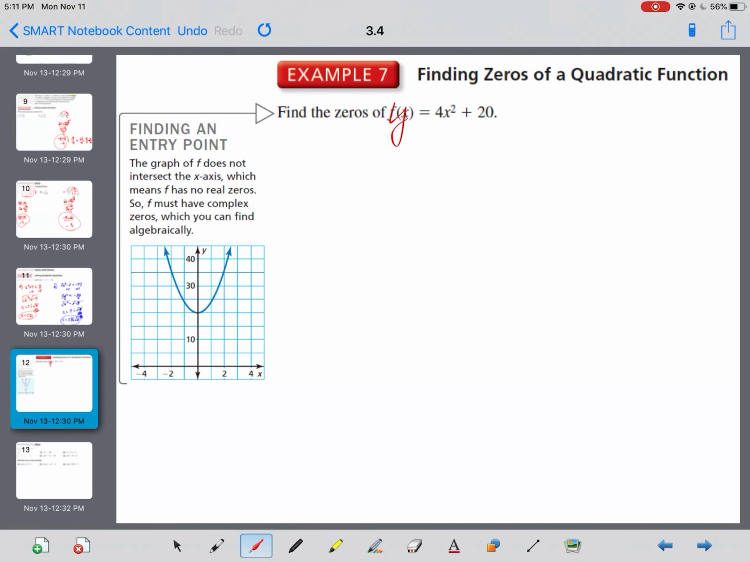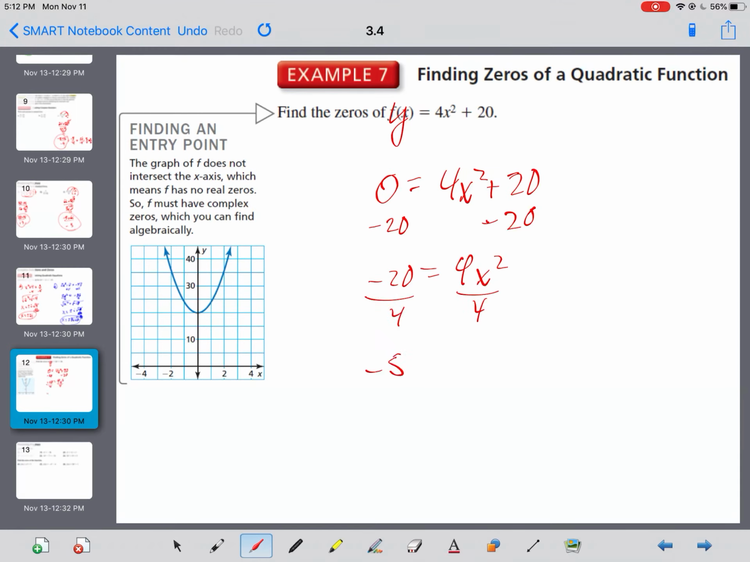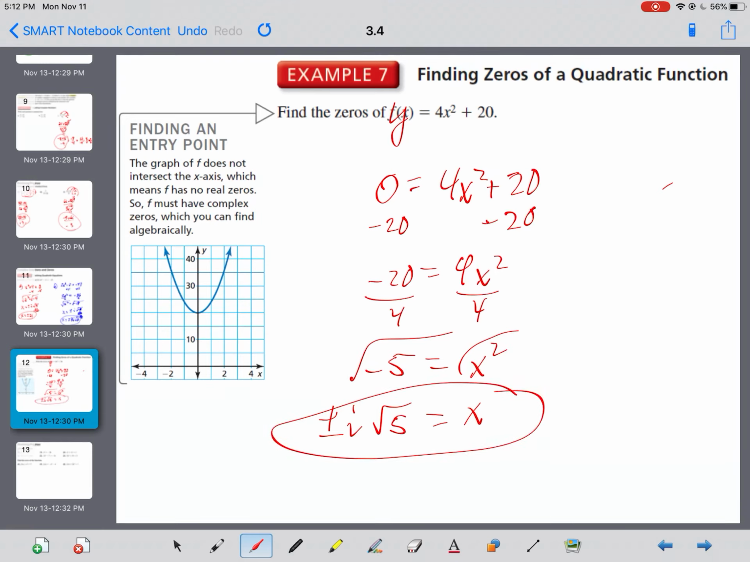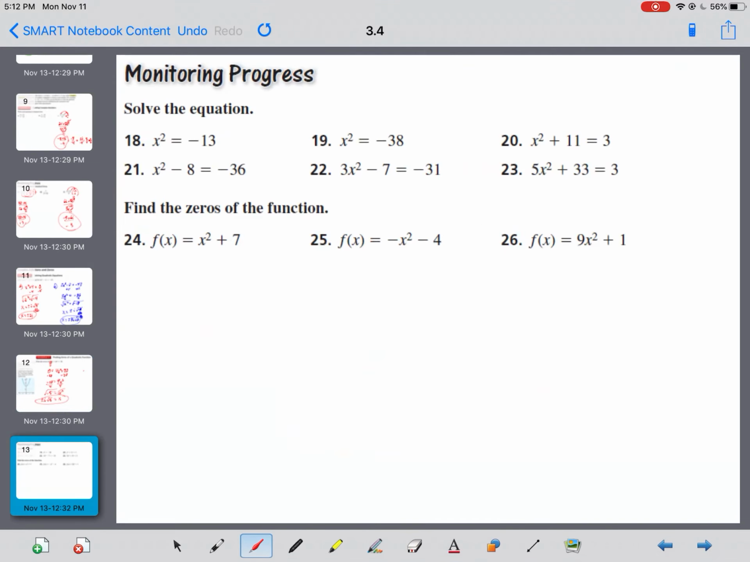So if we're doing function stuff, remember this is basically y equals, and in order to solve, you do 0 for y. Now we just get the x by itself. There's no linear term. We can do it algebraically. Subtract 20. Negative 20 equals 4x squared. Divide by 4. Negative 5 equals x squared. Square root both sides. i square root of 5 plus or minus equals x. 5 doesn't have a square root, so we're stuck right there. That's as simple as it gets. For that square root of the negative, just pop an i out of there, and then it's just square root as normal.